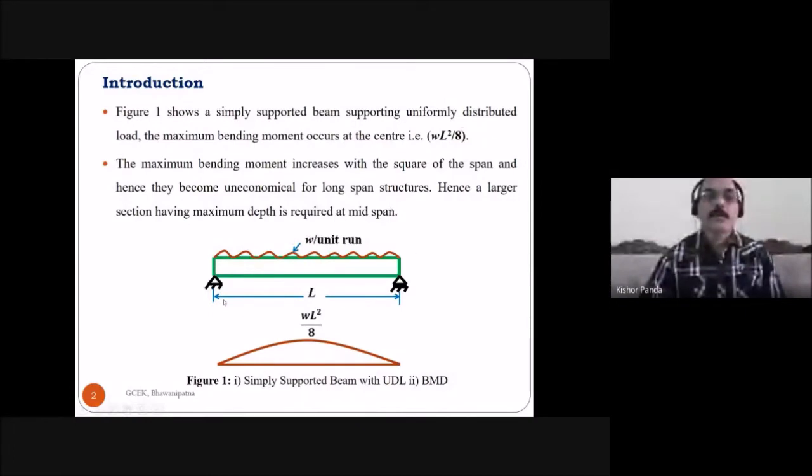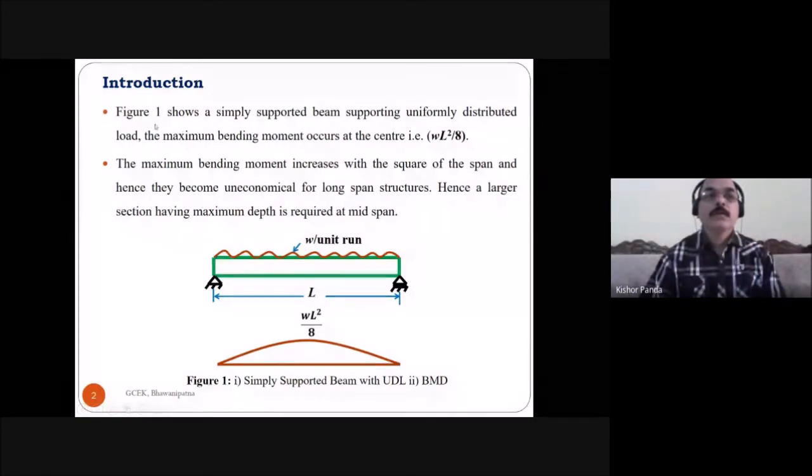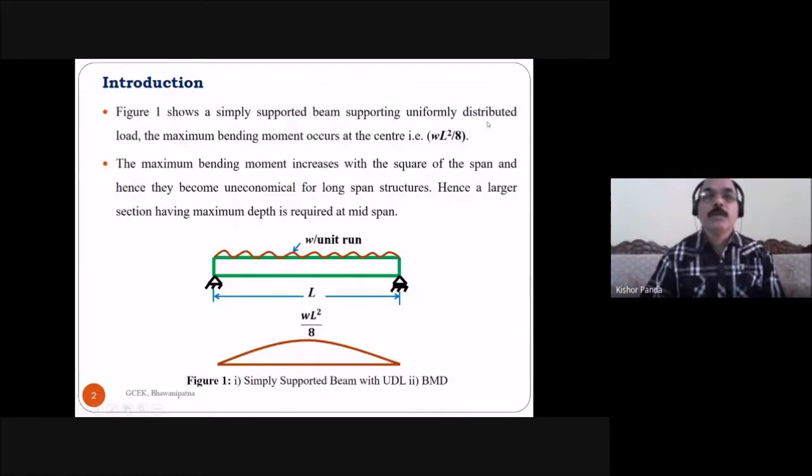First look at this figure. This is a simply supported beam, and here the load W per unit run is present on the beam. This is the bending moment diagram of this simply supported beam. At the midpoint, the bending moment is equal to WL square by 8. Figure 1 shows a simply supported beam supporting a uniformly distributed load. The maximum bending moment occurs at the center and is WL square by 8.